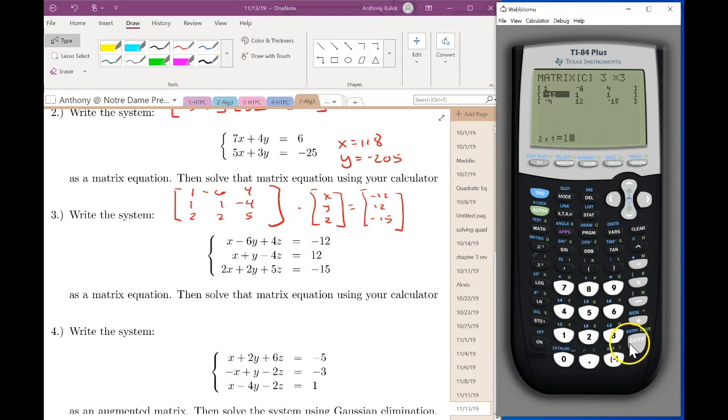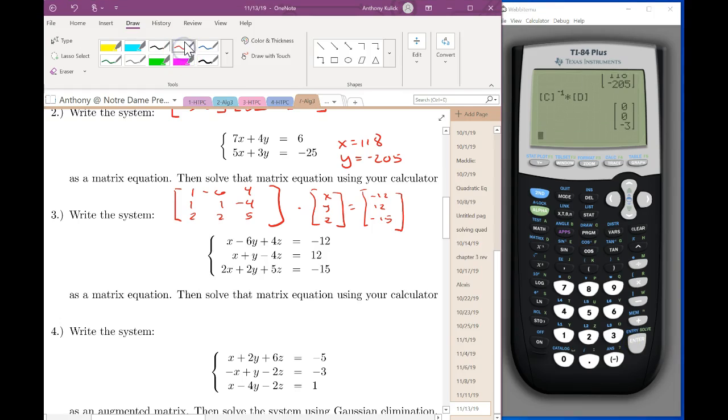All right, so this whole thing just is going to get retyped here. That's better. All right. And then we'll do C inverse times D. So that gives me that X is 0, Y is 0, and Z is negative 3.